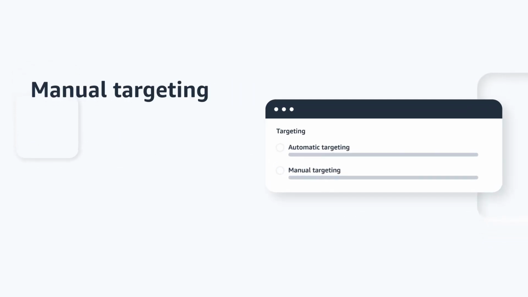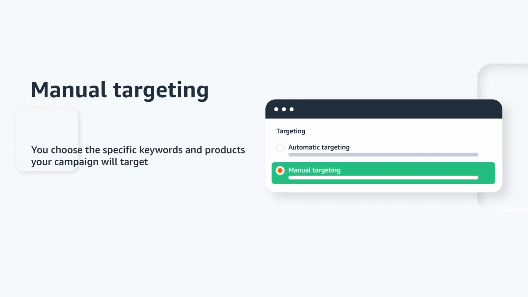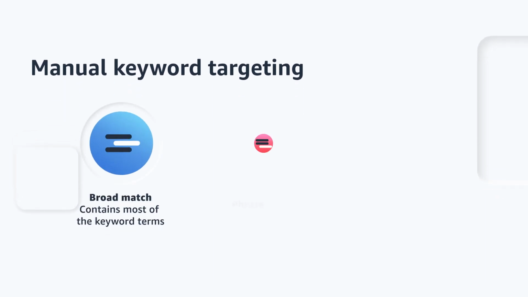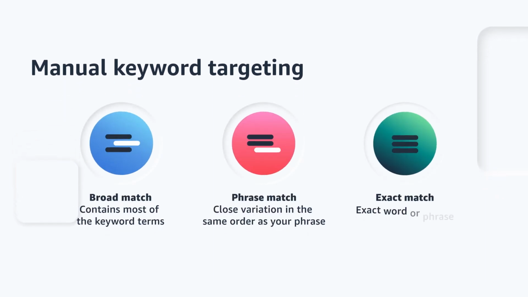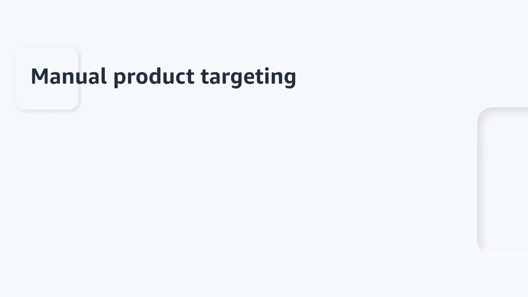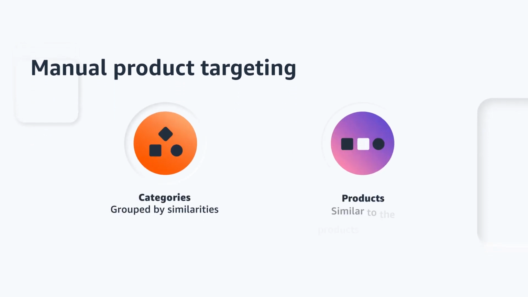Manual targeting helps you to target specific keywords and products. In your manual keyword targeting campaign, you can choose different match types for keywords: broad match, phrase match, and exact match. These match types determine how closely the keywords you bid on match the shopping queries customers are using, giving you increased control over spend. In your manual product targeting campaign, you can choose different categories or individual products, giving you greater control over when and where your ads appear.